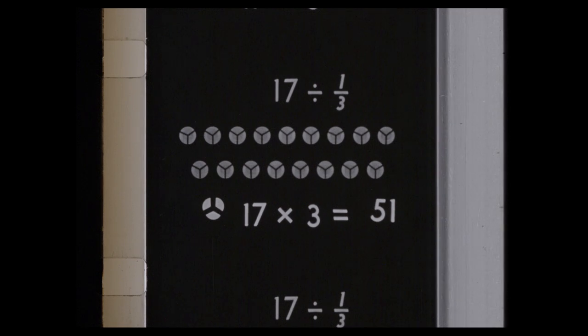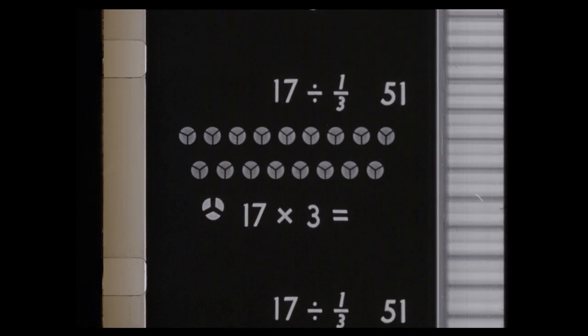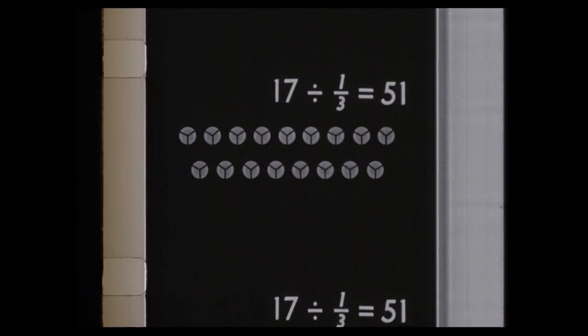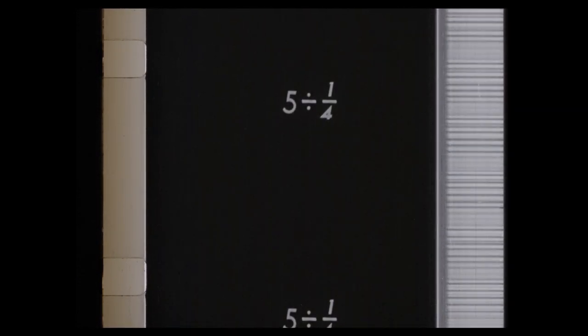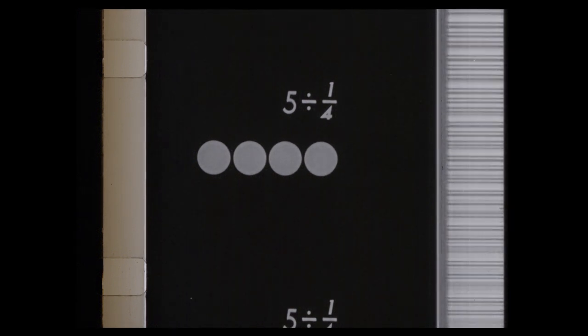There we have the answer to our problem. 17 divided by 1/3 equals 51. That's much easier than doing all that measuring. Let's work another problem that way. Our problem this time is 5 divided by 1/4.